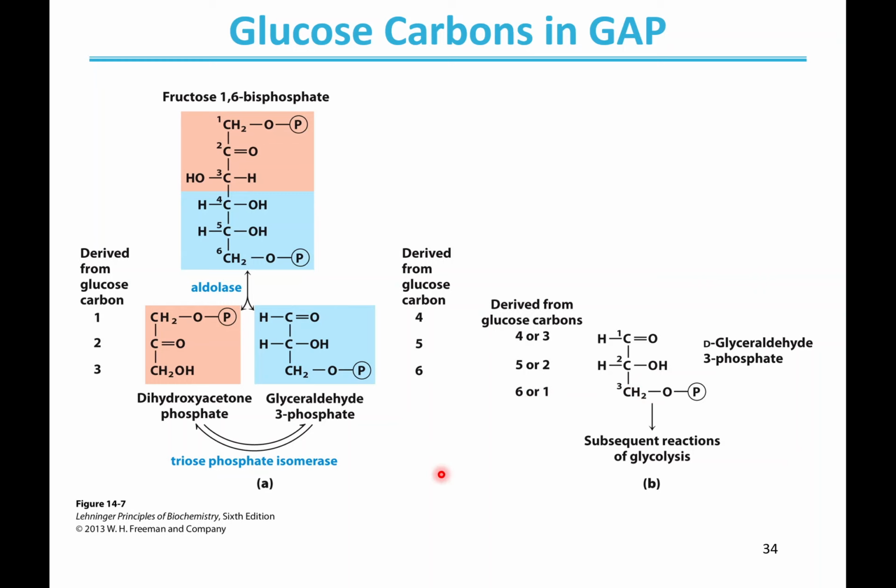Why this is important: one of the favorite types of questions in this part of biochemistry is to say you have glucose that's labeled with a radioactive carbon 14 at position X. What position in this product molecule, GAP or pyruvate, is going to be radioactive? This helps you follow it through.